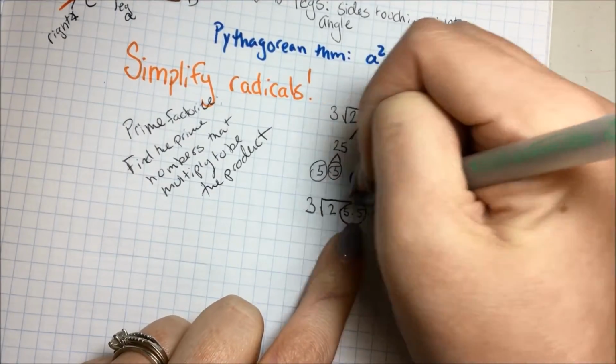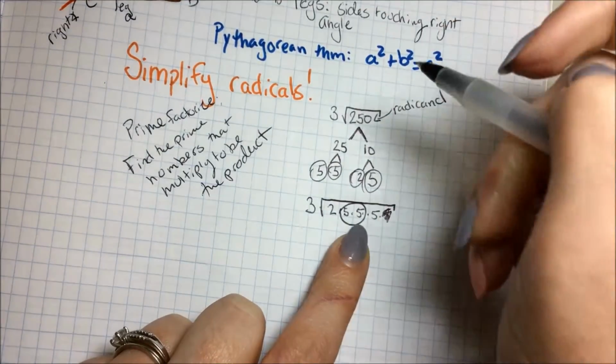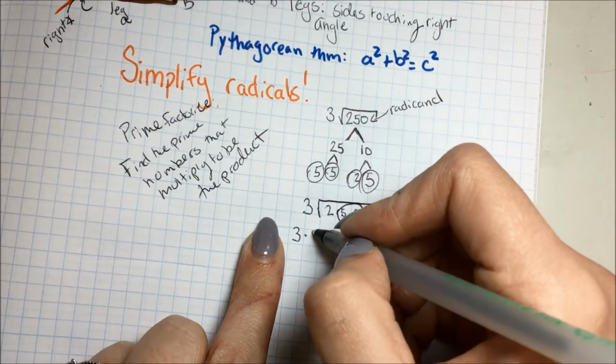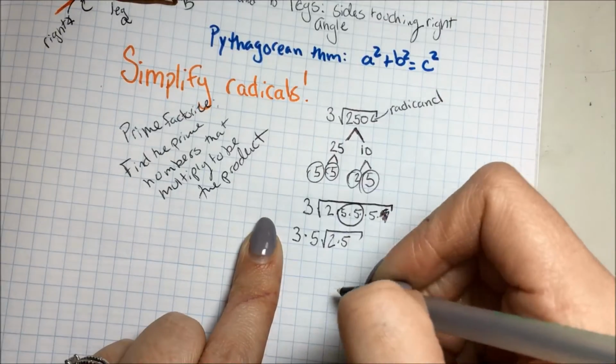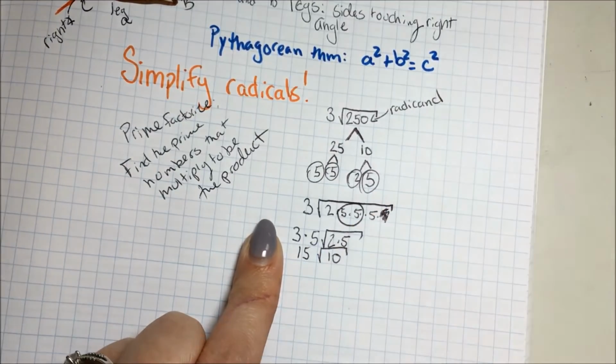Find my pairs. Oh, there's only 3 5s there. Sorry. Find my pair of 5s. They get to come out as 1 because the square root of 5 times 5 is just 5. And then everything left behind gets to multiply. Okay?